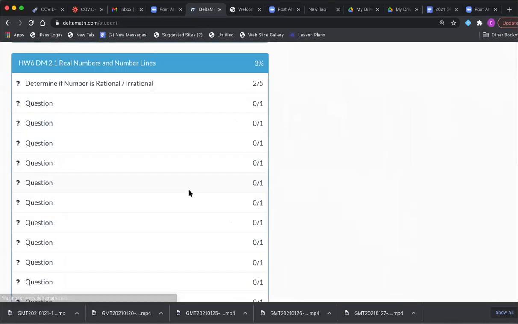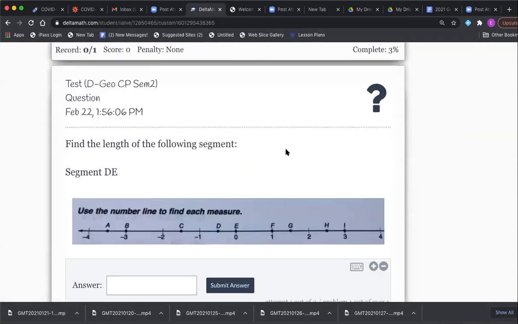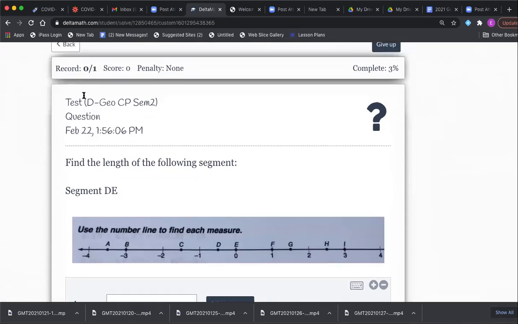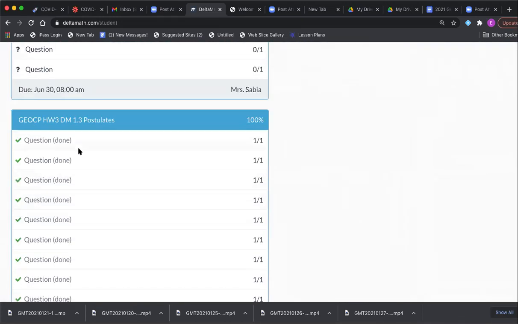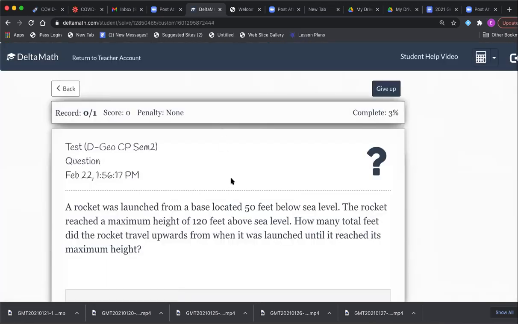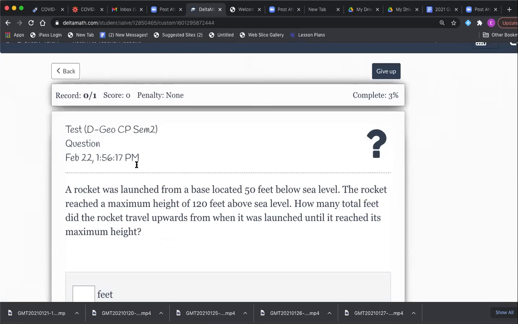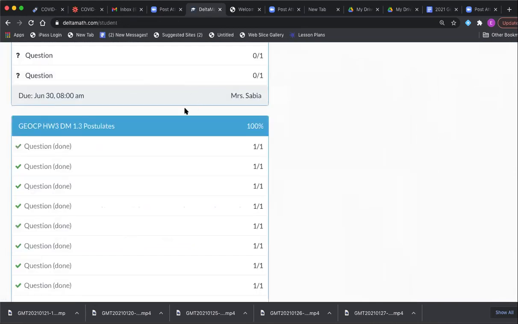Okay, and then all of your other ones should be relatively straightforward. I give you the number line and ask you for the lengths, just like we had done in the notes. I think there's one or two word problems towards the end, but it shouldn't be anything too crazy. So I know we are almost out of time. I'm sorry. I don't know how I'm going to actually stop the video here.